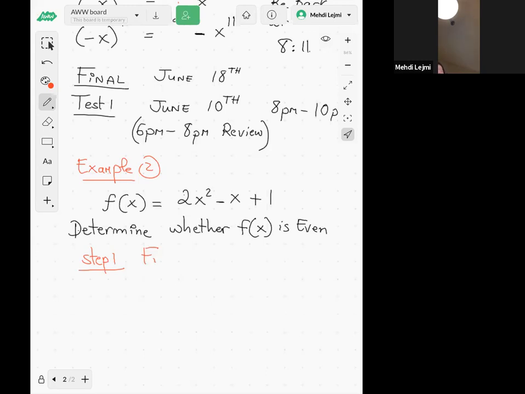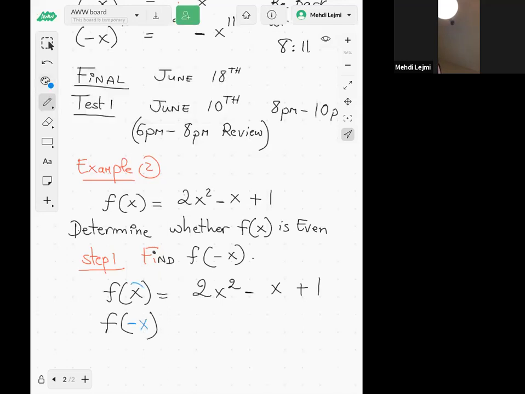You're right, but let me go over the steps here. So first step, we have to find f of minus x. Okay, because in the next step, we're going to compare f of minus x to f of x, right? All right, so then let's write again f of x, my initial function, which is 2x squared minus x plus 1. And now I have to evaluate f of minus x.